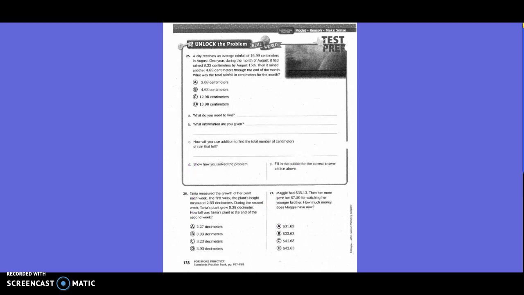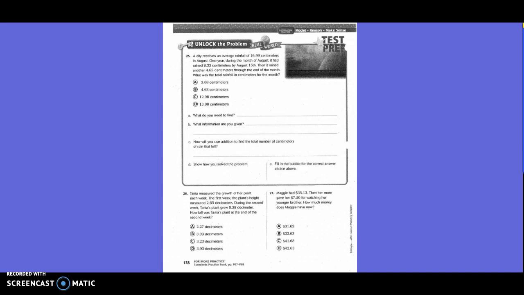Unlock the problem. A city receives an average rainfall of 16.99 centimeters in August. One year during the month of August, it had rained 8.33 centimeters by August 15th, then it rained another 4.65 centimeters through the end of the month. What was the total rainfall in centimeters for the month? So we're going to do all these steps and then come back and mark our problem.